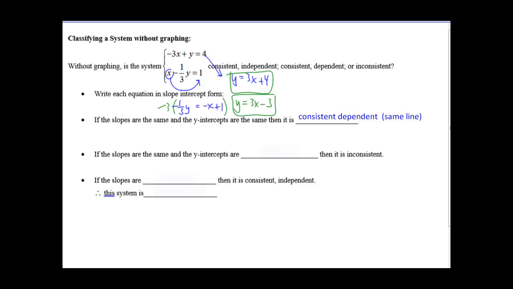Okay, if the slopes are the same but the y-intercepts are different, then it is inconsistent. Well, if it's inconsistent, we should know that it has no solution. They don't intersect, so they're parallel. So the y-intercepts are different. Okay? Which, if you notice, this is what we have. So therefore, if you look at the bottom at the little therefore, our system is inconsistent. And then the last blank, if the slopes are different, then it is consistent and independent. Consistent means it has a solution. Independent means it's one, so the slopes would have to be different. Therefore, you get intersecting lines.